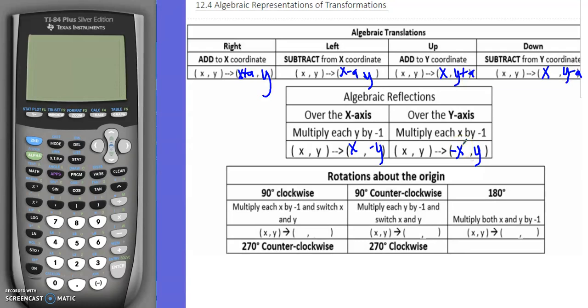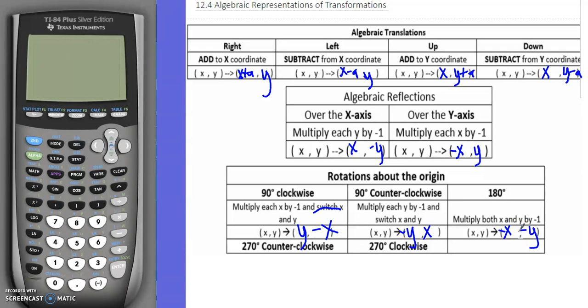Now, rotations. If we're rotating 90 degrees, we switch the y and the x. So it's going to be y and the opposite of x. If we're doing 90 degrees counterclockwise, we are switching, and it's going to be the opposite of y and x. When we rotate 180 degrees, there is no switching. It's just the opposite of x and the opposite of y.